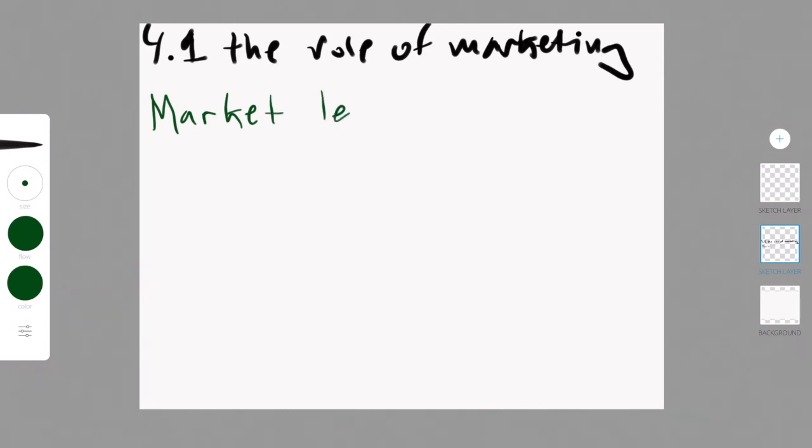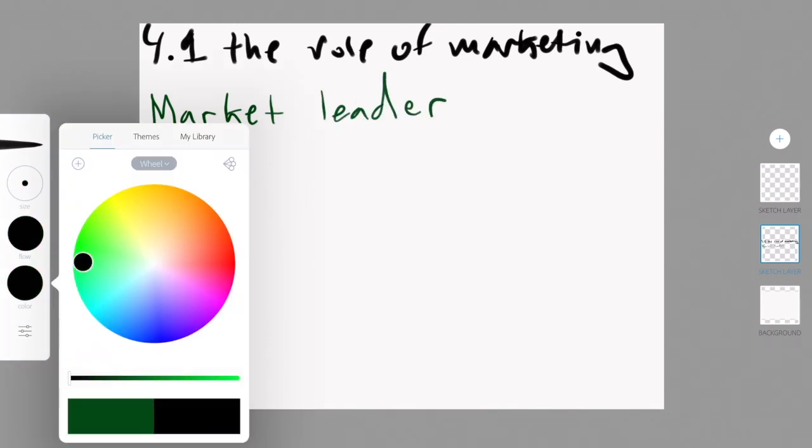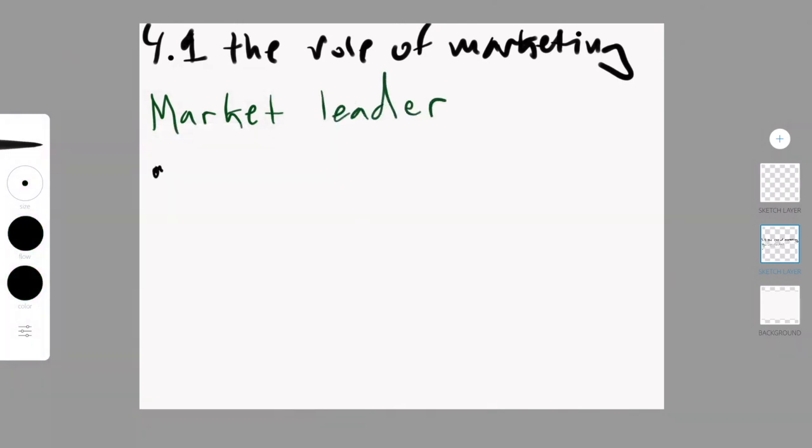Market share is important to calculate because it can indicate who the market leader is. A market leader is the firm with the highest market share in a given market. Now, there are some benefits to this. You get increased sales because obviously you are selling the most, you're the leader. The business will gain economies of scale and stuff like that.